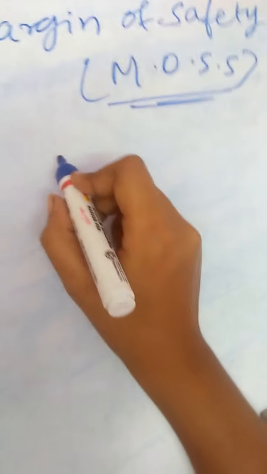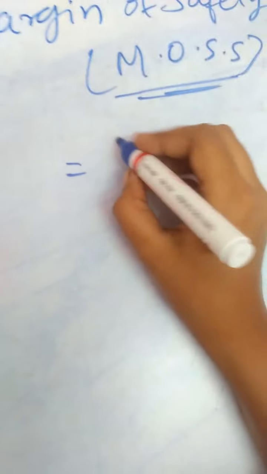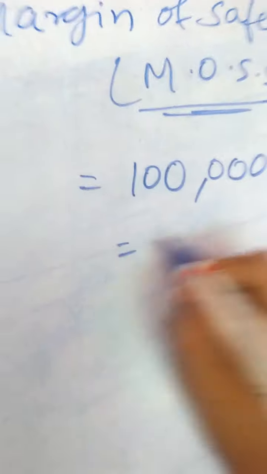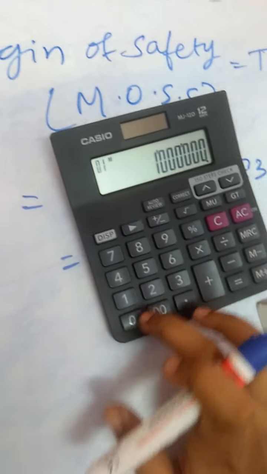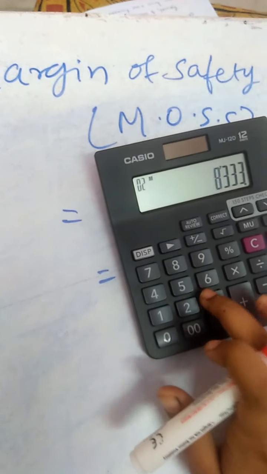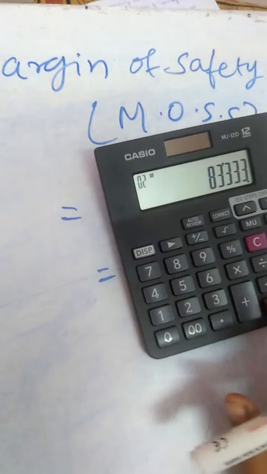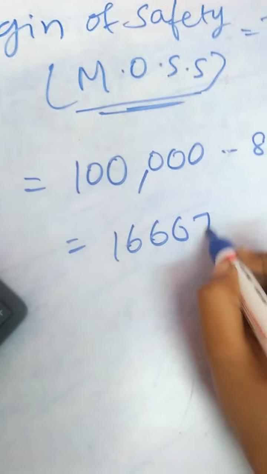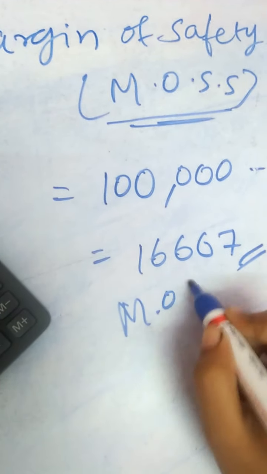Total sales in the question is 1 lakh, and we just computed BEP sales as 83,333. So 1 lakh minus 83,333 is 16,667. This is the margin of safety sales.